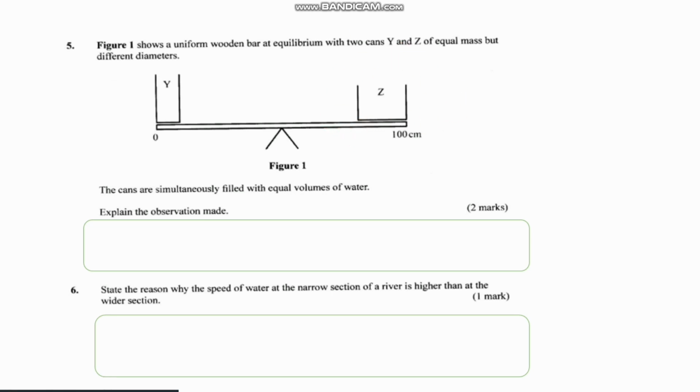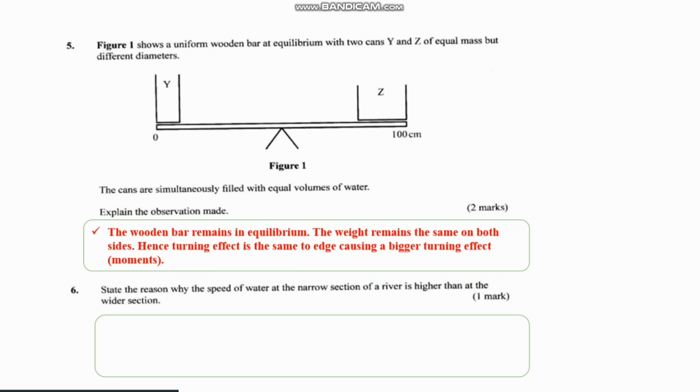So this comes from the turning effect of force, where we have the moments: this one causes an anti-clockwise moment and this one causes a clockwise moment, and for it to be in equilibrium, the weights of these cans must be equal. So the cans are simultaneously filled with equal volumes of water. This means that the volume will add the same weight, meaning that the wooden bar remains in equilibrium. The weight remains the same on both sides.